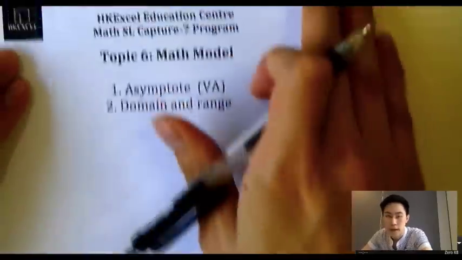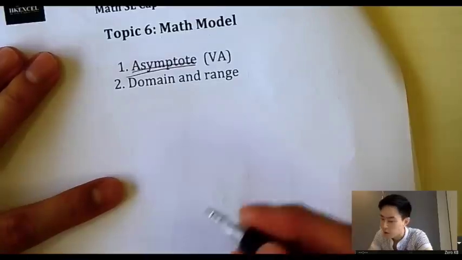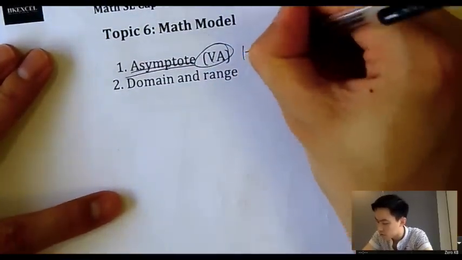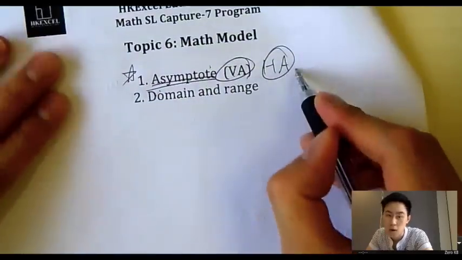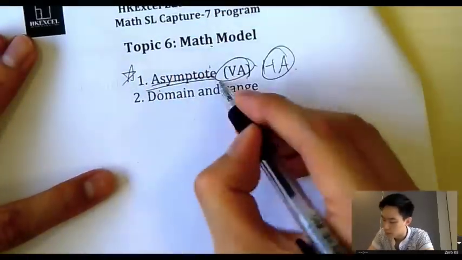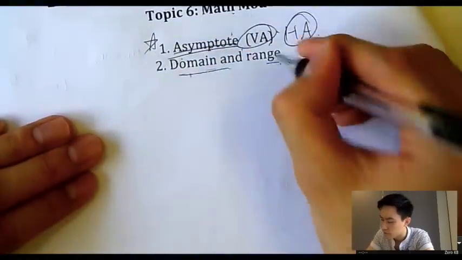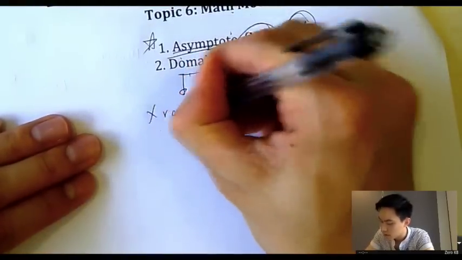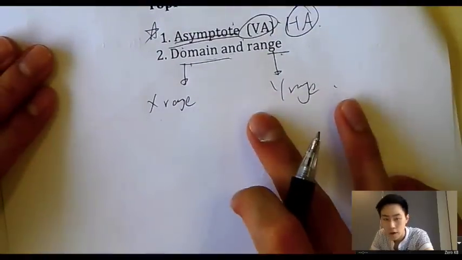Okay, so for topic 6, mathematical models, there are two things you need to know. Asymptotes: how do you find a vertical asymptote and a horizontal asymptote? This is very important, and many students don't get this part. You can go through my notes on this, and also on domain and range. What does domain and range mean? Domain means the X range, and range means the Y range.